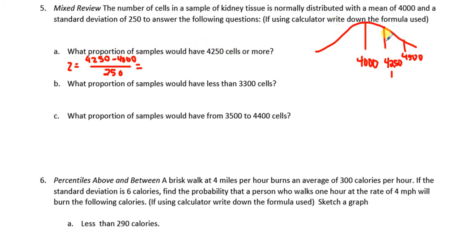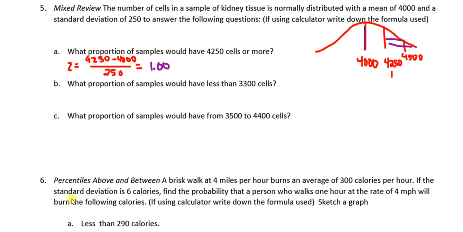One thing that's nice about drawing this little graph is here is our 50 percentile mark. If I'm going 4250 or more, I've got to get an answer that's less than 50%, because we're going above this. So we get 4250 minus 4000 is 250, divided by 250. We get a z-score of 1.00.